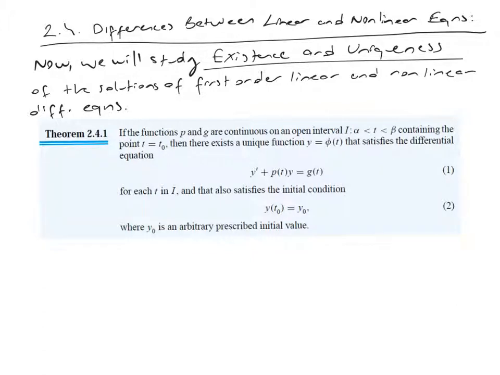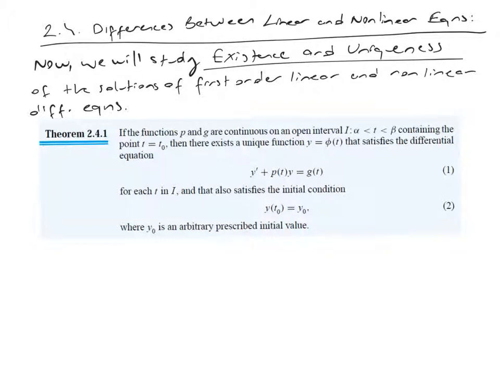And let's study the first theorem. If the functions p and g are continuous on an open interval I in which t is between alpha and beta, containing the point t equal to t sub 0, then there exists a unique function y equal to phi of t that satisfies the differential equation y prime plus p of t times y is equal to g of t for each t in I, and also satisfies the initial condition y of t sub 0 is equal to y sub 0, where y sub 0 is an arbitrary prescribed initial value.